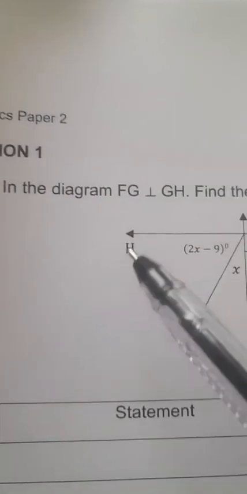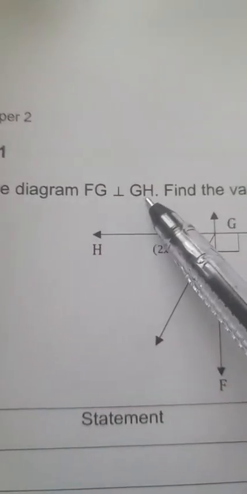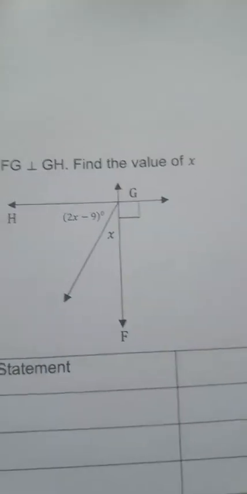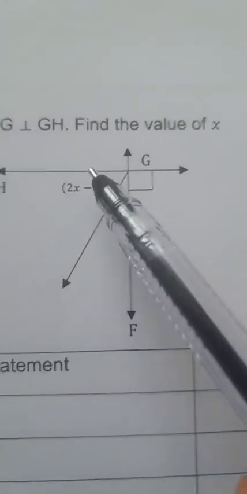Anyways, in the diagram, FG is perpendicular to GH. Find the value of X. Now, in order to find the value of X, what do we see?